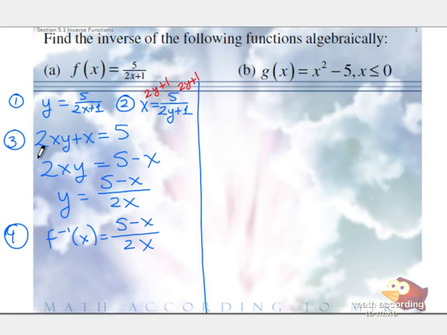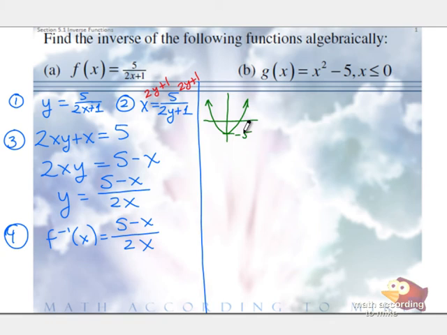g(x) is x squared minus 5, where x is less than or equal to 0. Why do we need that x less than or equal to 0? What would x squared minus 5 look like? Move down 5 units. Is that 1 to 1?